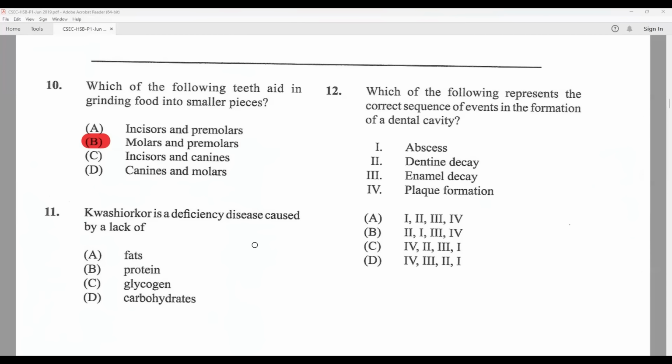Number 11. Kwashiorkor is a deficiency disease caused by what? And just the name makes it very familiar. Protein.